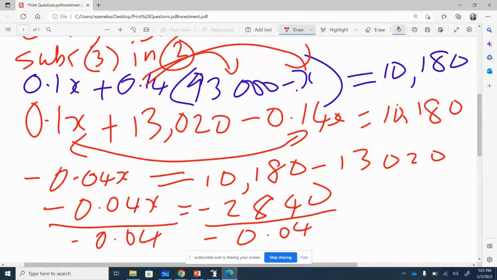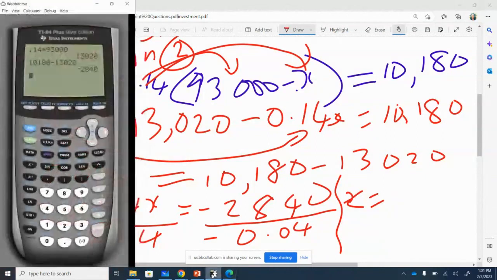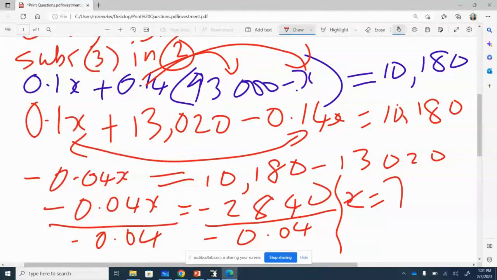Okay, so now the value of x, which is the amount he wants to invest in the lower rate of return, which is 10%, I can find by dividing negative 2840 by negative 0.04. Negative divided by negative is positive, so we can save ourselves from that. So 2840 divided by 0.04. What do you have? 71,000. Very good. And what in the world does 71,000 mean?